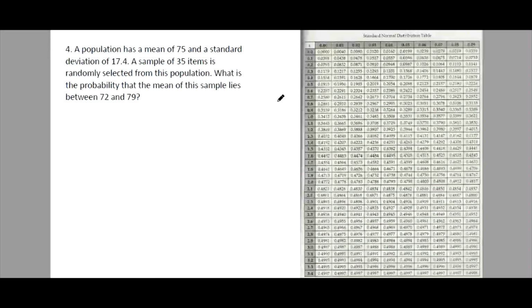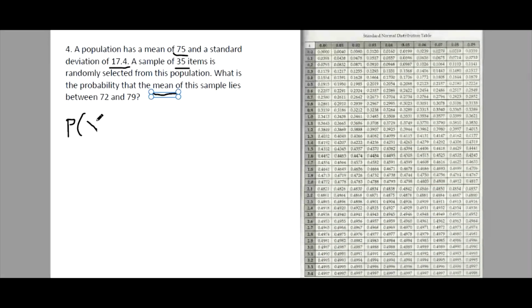Next example, a population has a mean of 75 and a standard deviation of 17.4. A sample of 35 items is randomly selected from this population. What is the probability that the mean of the sample lies between 72 and 79? So again, it talks about the mean, so we'll have the central limit theorem with n equal to 35, population mean equal to 75, and the standard deviation equal to 17.4.